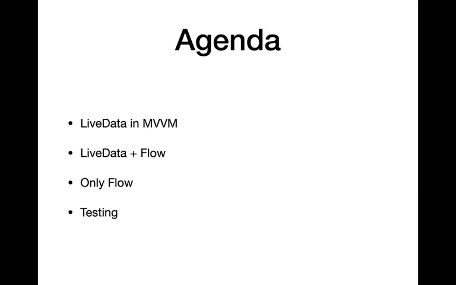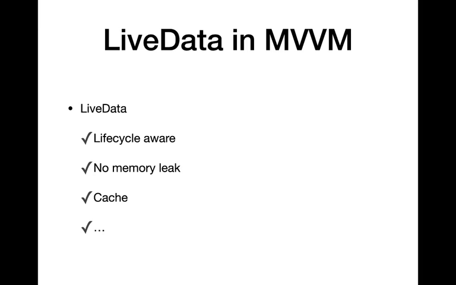Yeah, let's start. So, what are the advantages of using live data? Because live data is a lifecycle aware component, there is no memory leak. I mean, you just give your lifecycle. So, out of that lifecycle, the live data is not active. So, there is no memory leak. And live data has a cache value, the last value. Live data keeps that one.